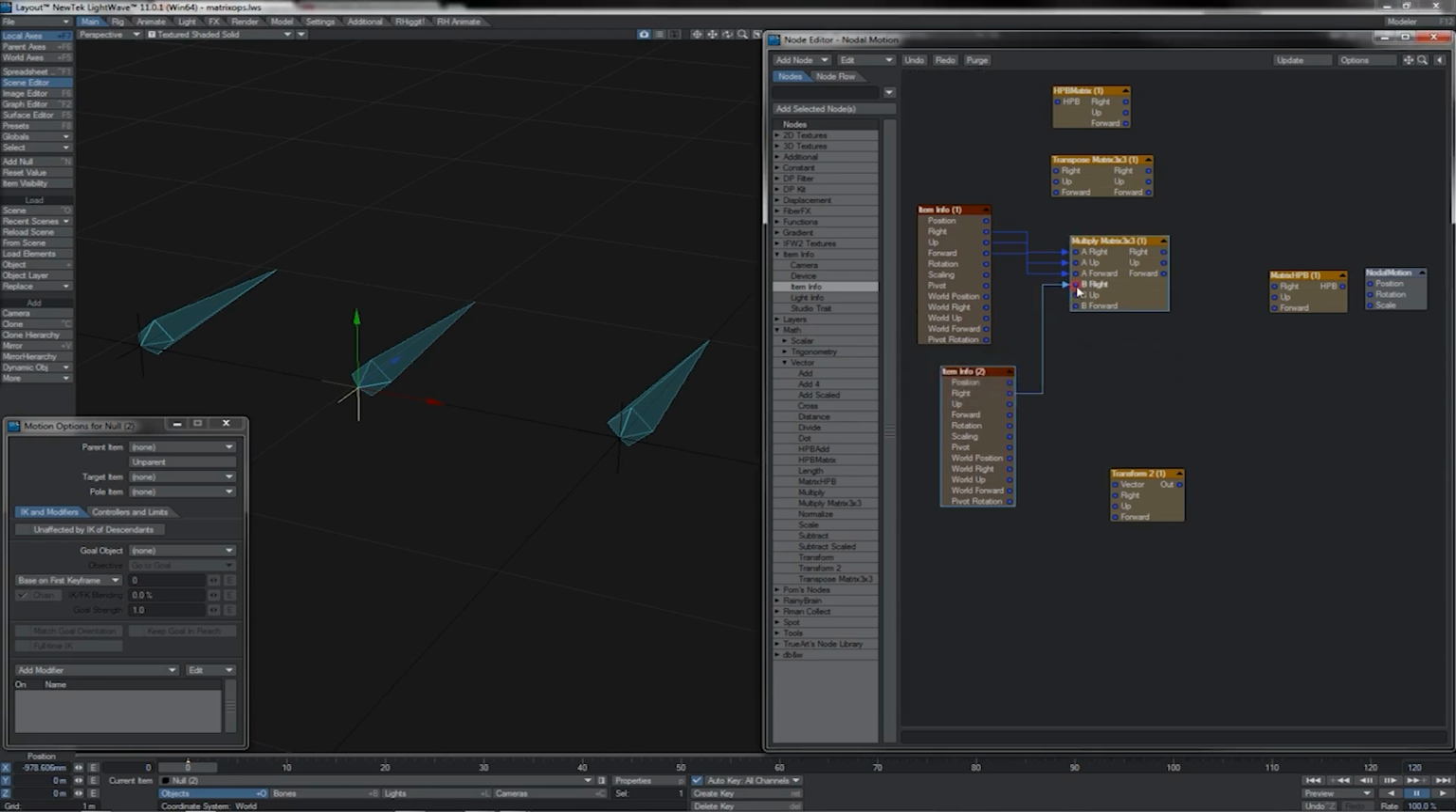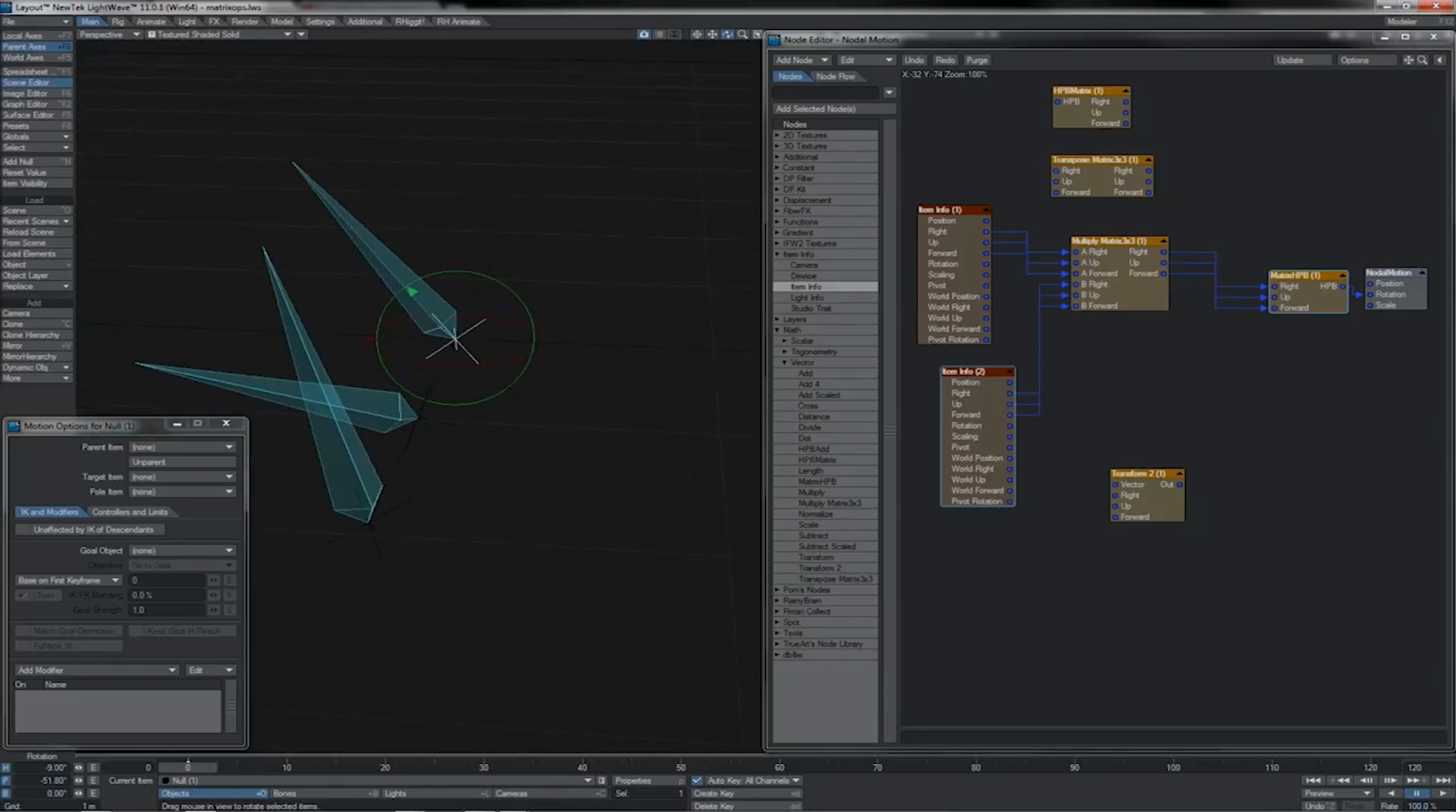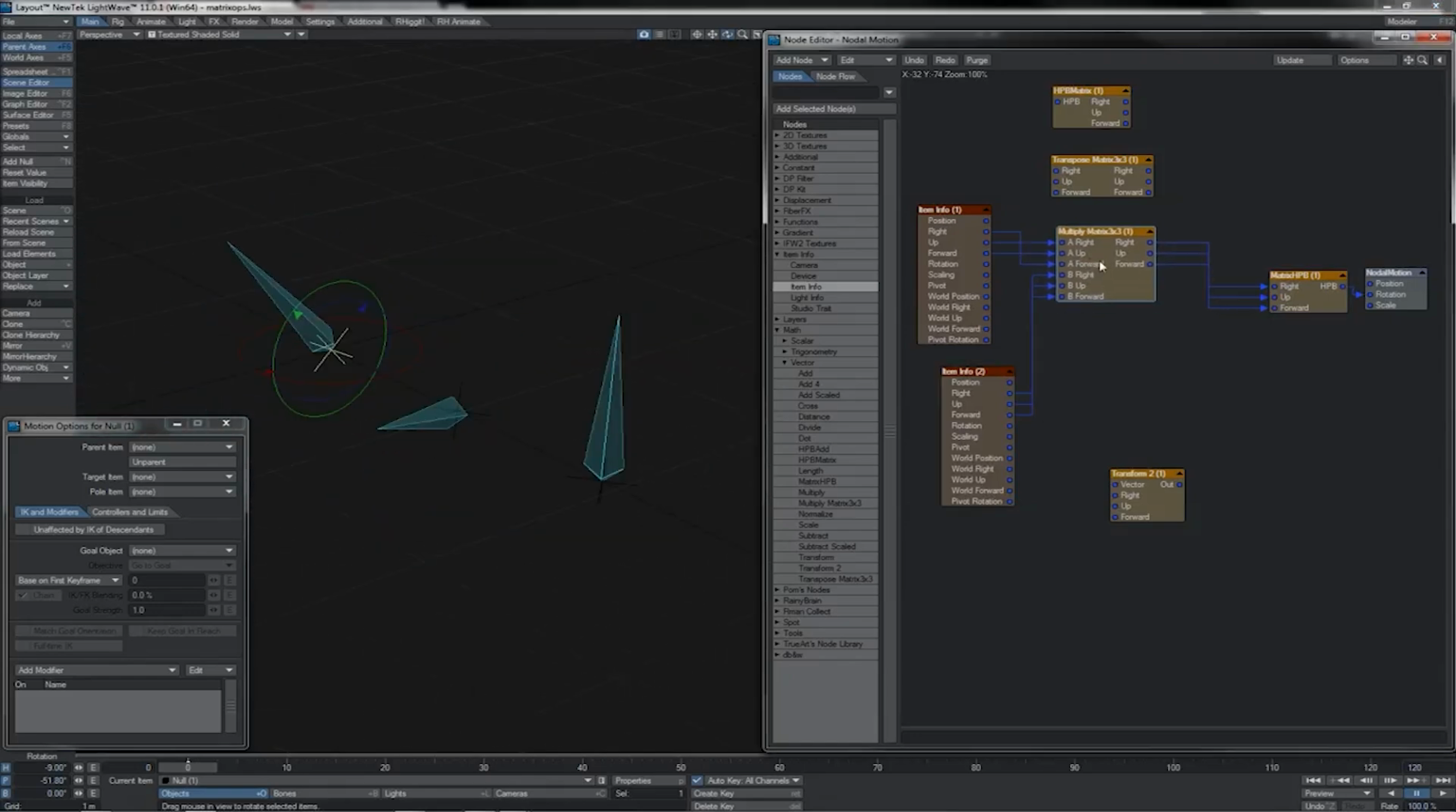So take its right, up and forward, those over to the matrix HPB to convert them back into a regular Euler rotation. And what we see that we get is that this one follows the first, but it also follows the second, and of course we're getting the combination of both. So it's much like the rotations are being added on top of one another. That's the effect of matrix multiplication, in the sense of rotation matrices, which is what we commonly have access to here in Lightwave.